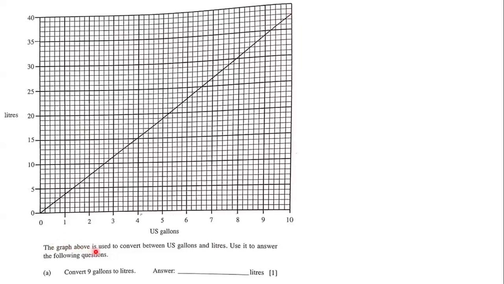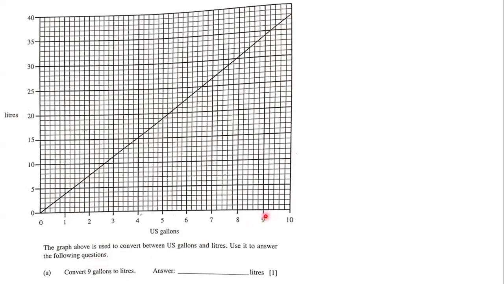The graph above is used to convert between US gallons and liters. Use it to answer the following questions. Here, it says convert 9 gallons to liters, and we have to use the graph to assist us in answering this question. Notice that on the x-axis, we have US gallons, and on the y-axis, we have liters. And here, they're asking us to convert 9 gallons to liters.